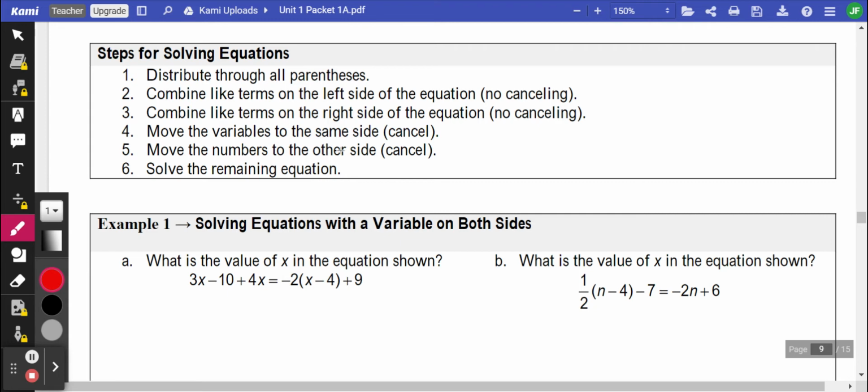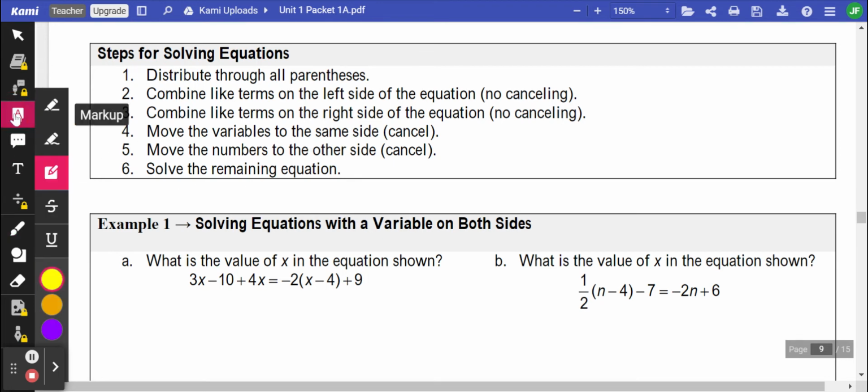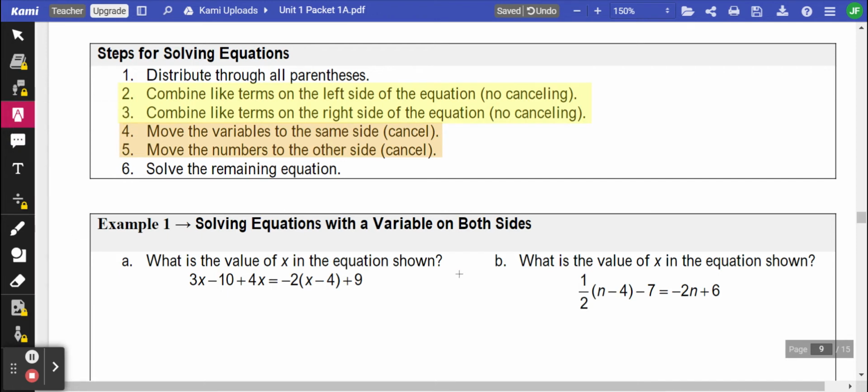Distribute through all parentheses, combine like terms on the left side, combine like terms on the right side, move the variables to one side, move the numbers to the other side, and then solve. A couple things I want to point out again. For steps 2 and 3, we don't cancel when we're combining like terms, but in 4 and 5, when we are solving and moving them to the other side, we do cancel. So think opposite side means we do opposite operation. Same side means same operation.